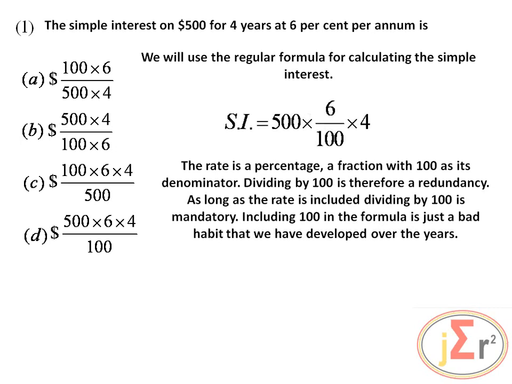So the principal is $500. The time is 4 years and the rate is 6%. 6% means 6 over 100 or 6 divided by 100. There we have it.